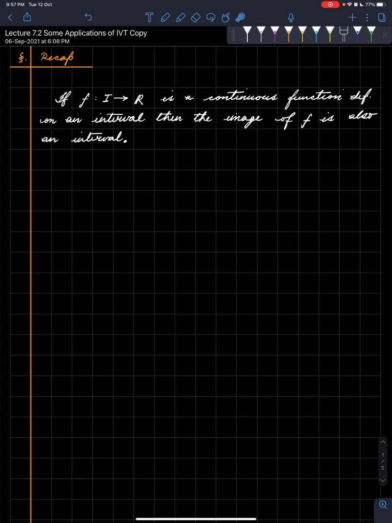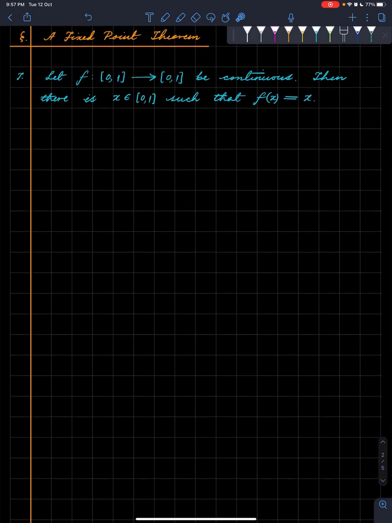Now let us look at some applications. Our first application will be the following. Suppose we have a continuous function from the unit interval to the unit interval. Then we want to show that there is a point in the unit interval which f does not disturb, meaning it is left fixed by the function f. Such a point is called a fixed point for obvious reasons. So basically this is saying that every continuous function of this sort has a fixed point.